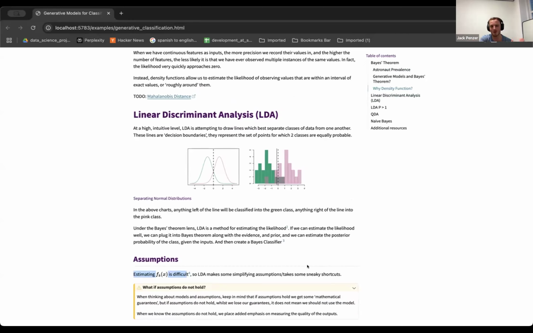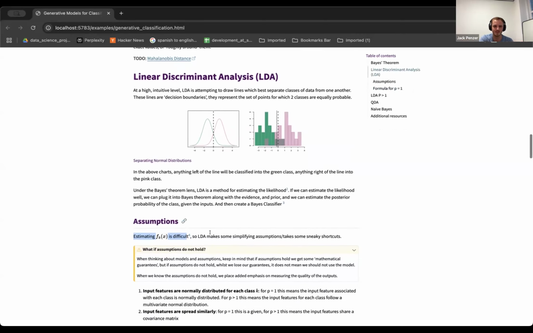If the assumptions don't hold, it doesn't mean don't use the model. We briefly spoke about this yesterday. It just means you don't have the guarantees. You don't have the mathematical guarantee that the output is going to be solid, or that it's going to do a good job of, say, separating data, but it might empirically still do a good job. So you run the model, you test it.